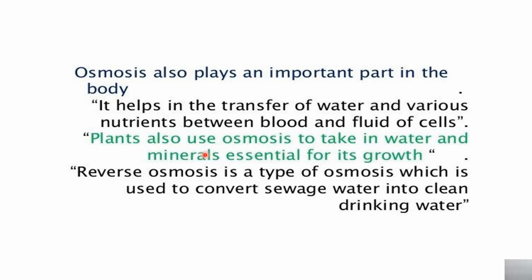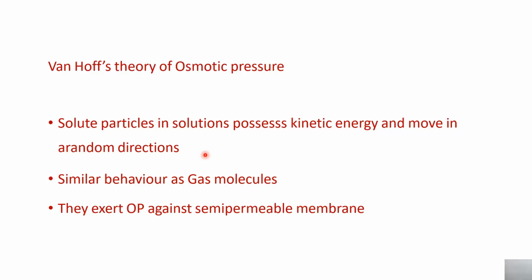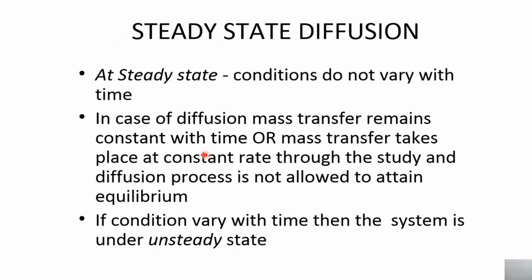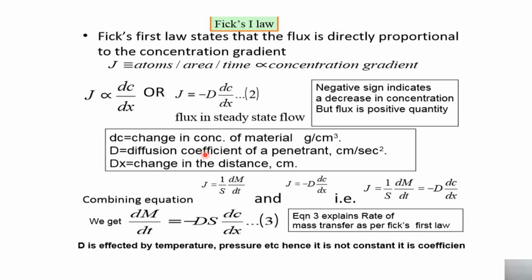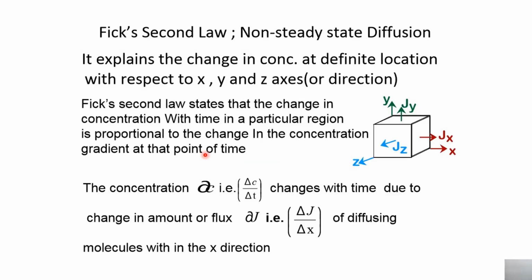Osmosis helps in the transfer of water and various nutrients between blood and fluid of cells. Plants also use osmosis to take in water and minerals essential for their growth. Reverse osmosis is used to convert sewage water into clean drinking water. All of these. We will not go into very much detail. Again, Fick's law we have discussed.